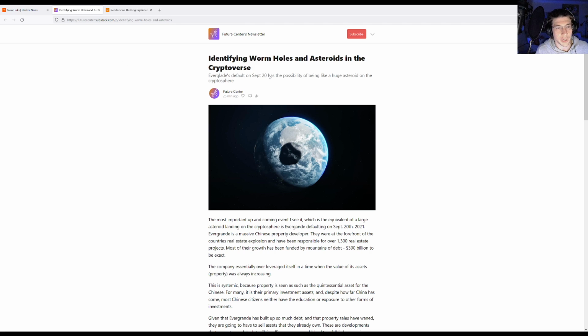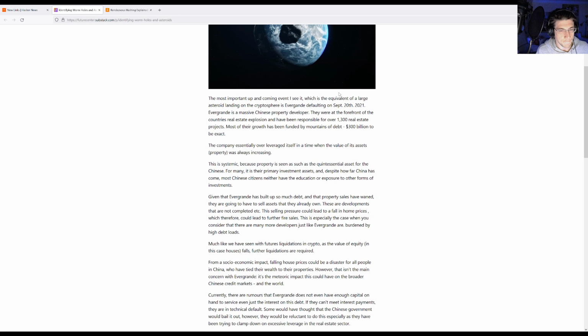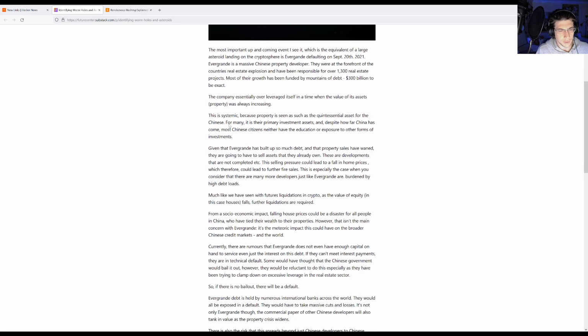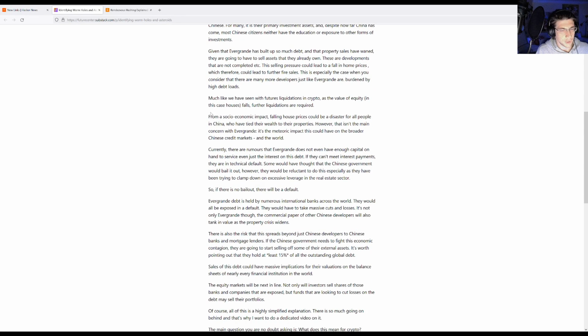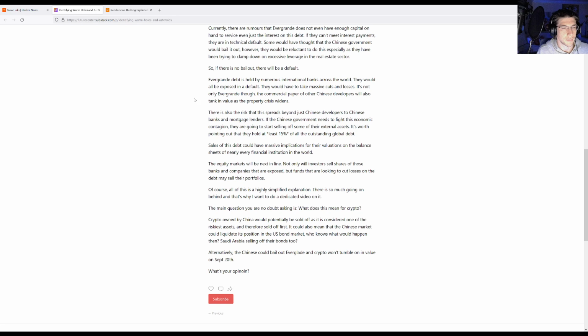Evergrande's default on September 20 has the possibility of being like a huge asteroid on the cryptosphere. Evergrande defaulting on September 20. Evergrande is a massive Chinese property developer. The company over-leveraged itself. Oh wow, is this like breaking news? From a socioeconomic point, falling house prices could be a disaster for people in China. The rumor is that Evergrande does not even have enough capital on hand to service its debt. Oh, wow.